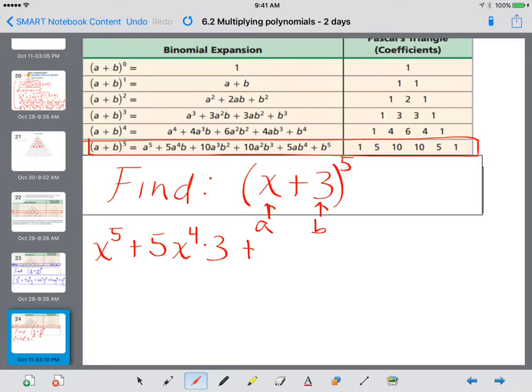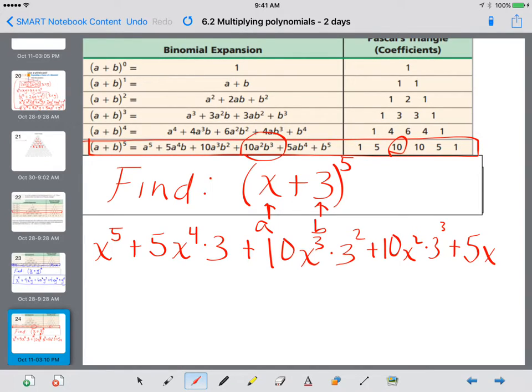plus, my next coefficient is 10. We have 10. X is going to go from the fourth power down to the third power, and then that 3 times 3 to the second, plus 10. Right here, it's going to be x to the second now, times 3 to the third, plus we have 5, x to the first, and then 3 to the fourth, and then plus, in the end, we've got 3 to the fifth. So I know I'm kind of running out of room there.